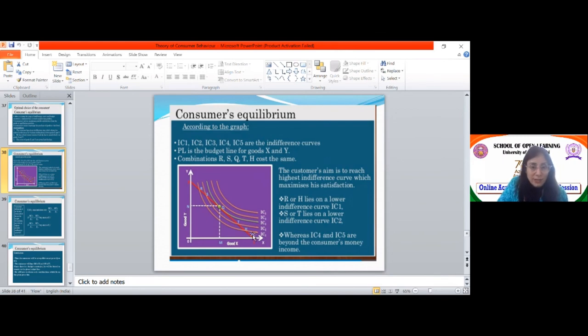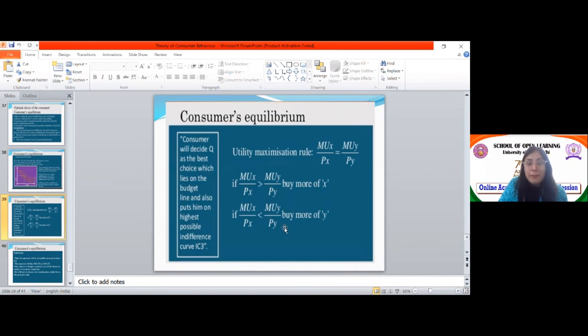And we will not choose a lower curve because that is giving us less satisfaction. So we will be choosing this green indifference curve.